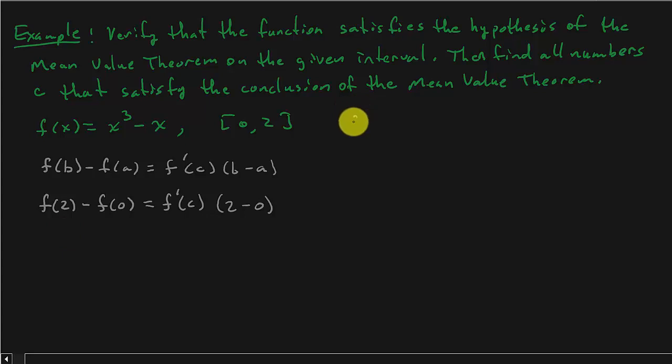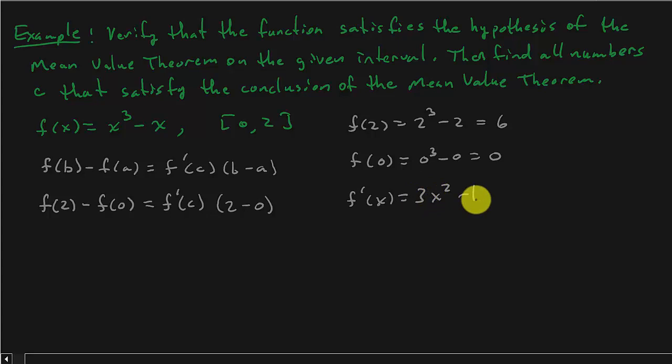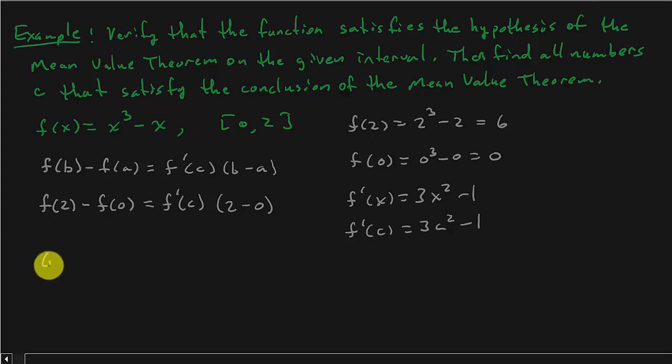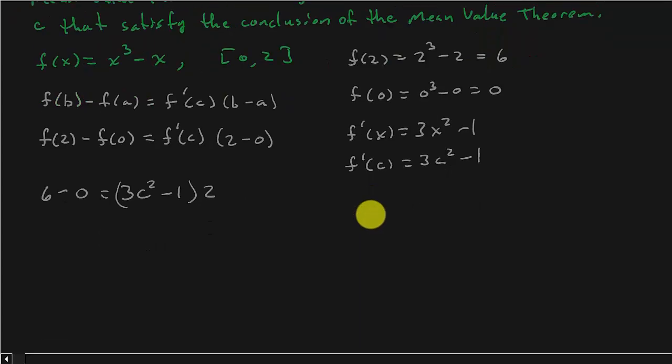So let's see. f(2) is equal to 2 cubed minus 2, which is 6. f(0) is equal to 0 cubed minus 0, which is 0. And we have f'(x) is equal to 3x squared minus 1, and so f'(c) is equal to 3c squared minus 1. All right, so we're going to plug all of this in. So we've got 6 minus 0 is equal to (3c squared minus 1) times 2.